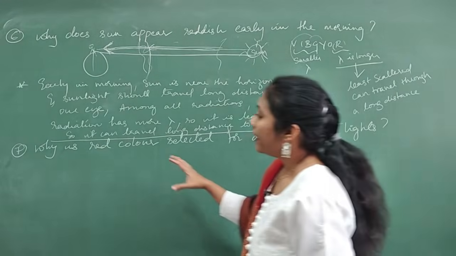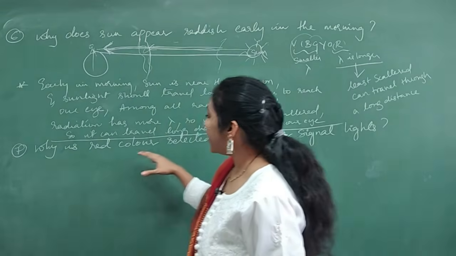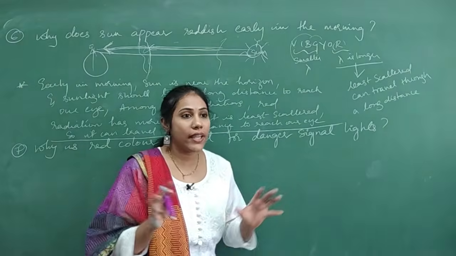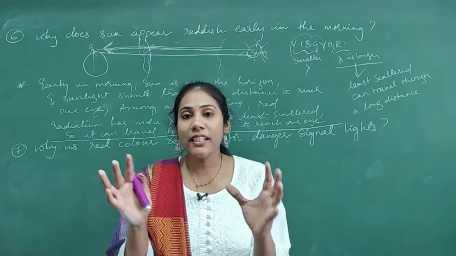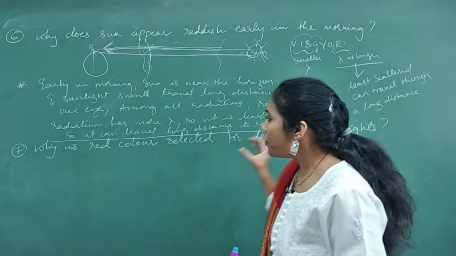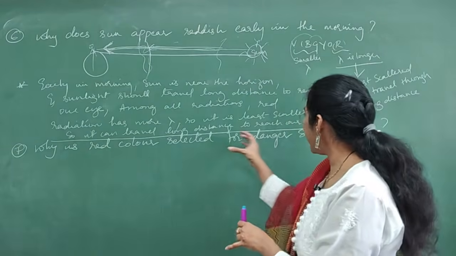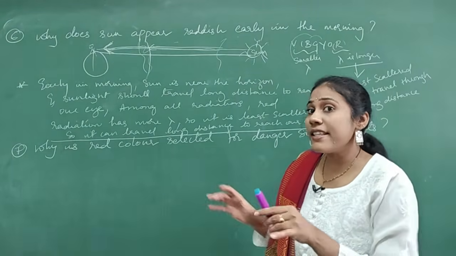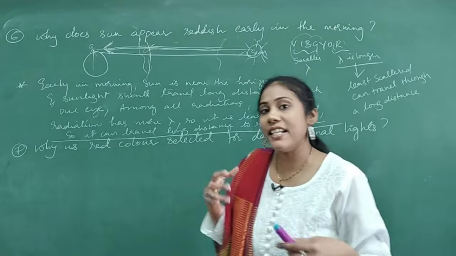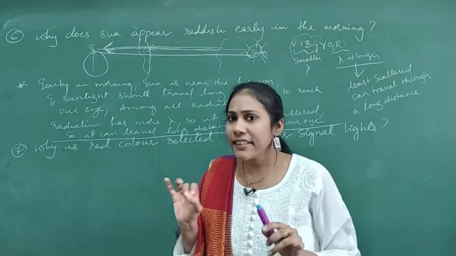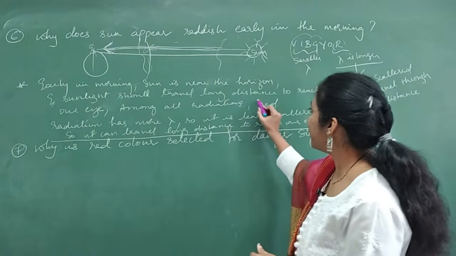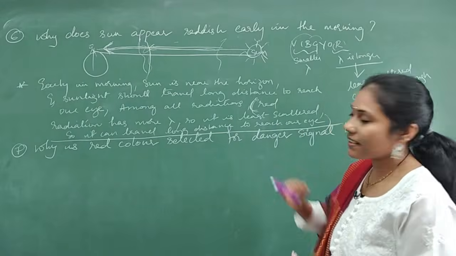Clear? Fine. Next question relating to this itself. Why is red color selected for danger signal lights? You must have seen the signal lights where red means stop. Red color radiation you can see very nicely, isn't it, compared to the other colored radiations. So can you tell me why? That's the reason red is selected for danger signals, because your eye can see red radiation very nicely compared to the other colored radiations. The reason is this only. Since red color radiation has more lambda, this is the answer for this question also.